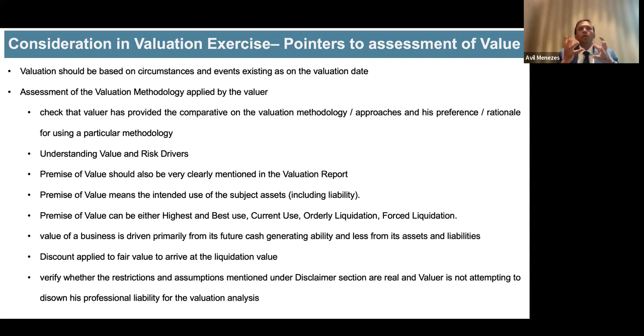The valuer also applies a methodology, and as an IP, once the report comes in, we also have to check the valuation methodology, the approach, and the rationale in terms of taking a particular approach, whether it's the market approach or the income approach. Why has a particular valuer taken that, and what background information and data points has he provided while giving his rationale for selecting a particular methodology? We also have to understand the value and risk drivers. So what are the risk drivers for this particular asset?